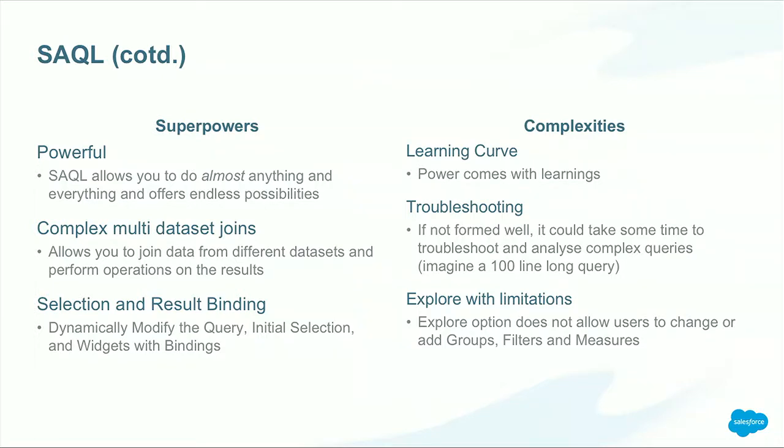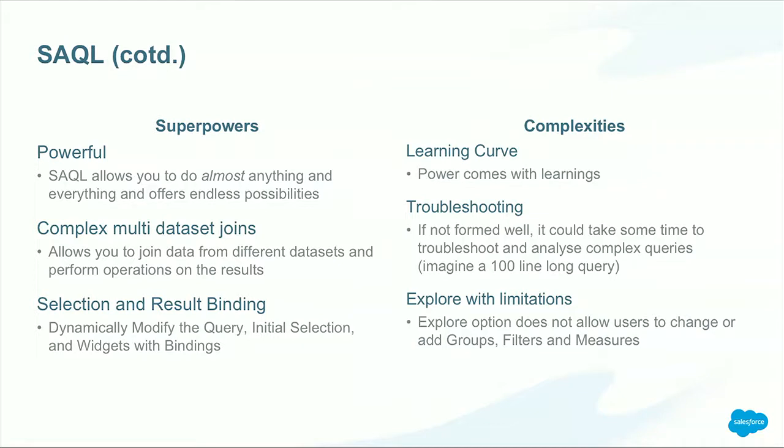The other complexity I would say is troubleshooting. So if you have a very huge query of more than 100, 200 lines, it'll be really hard to find out which specific step is causing your query to run slow. The next limitation or complexity I would say is the Explorer limitation.